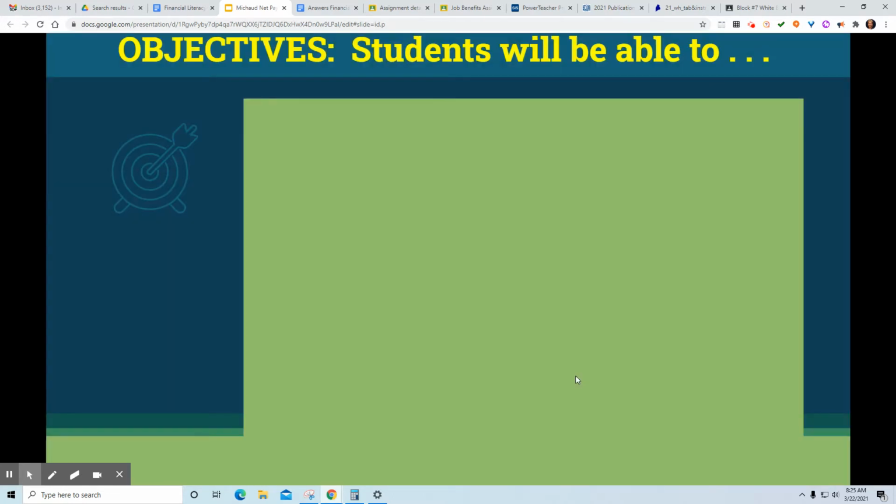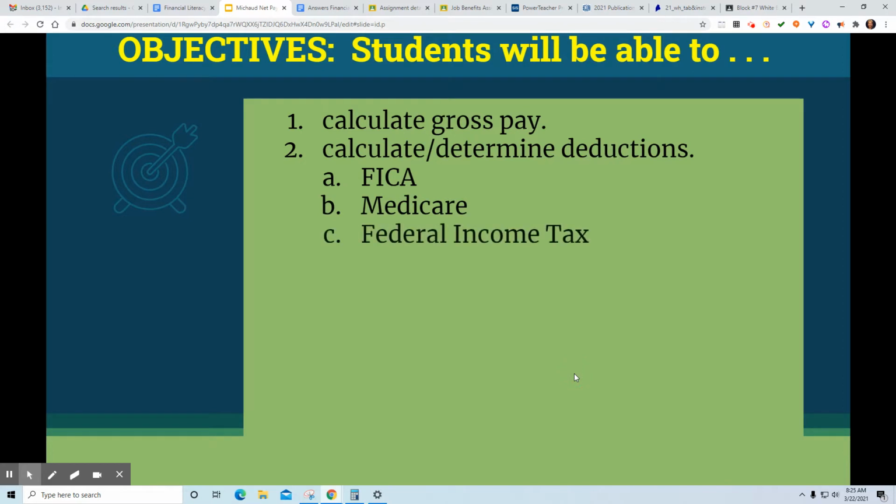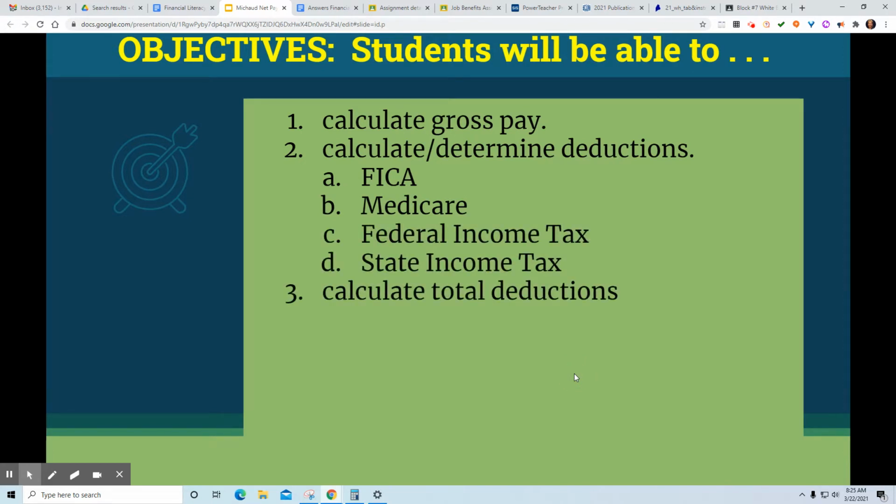Objectives. Students will be able to calculate gross pay, calculate and determine deductions such as FICA, which is Social Security, Medicare, federal income tax, state income tax, and calculate total deductions and net pay.